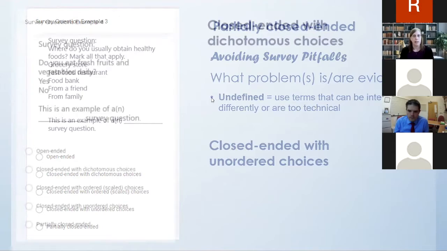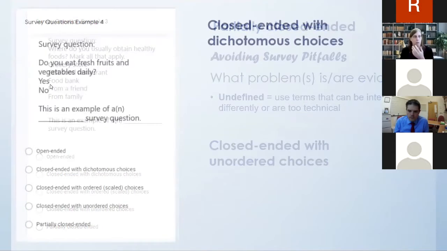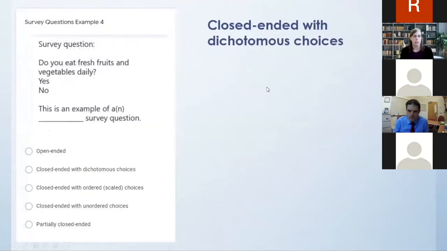And then this one is a closed-ended with dichotomous choices. So dichotomous meaning two. So just a yes, no.